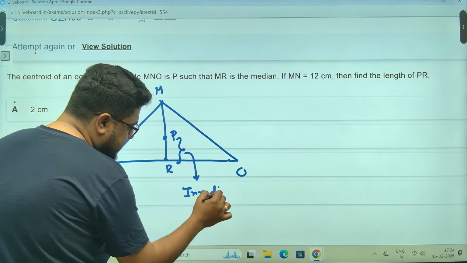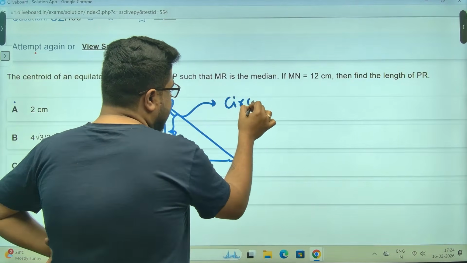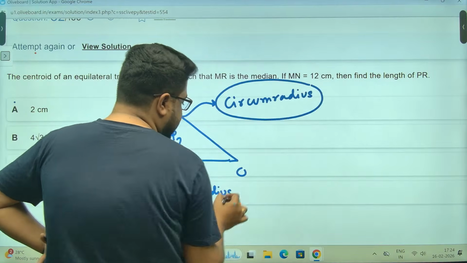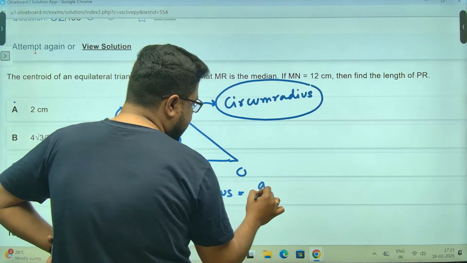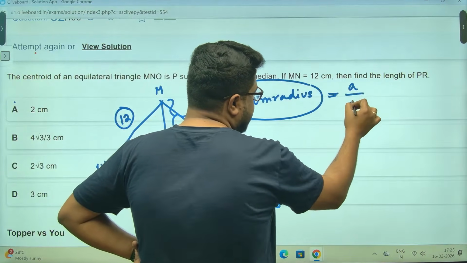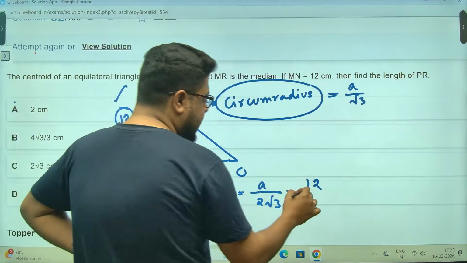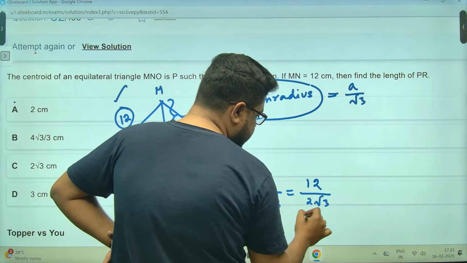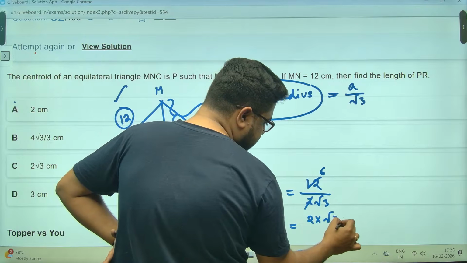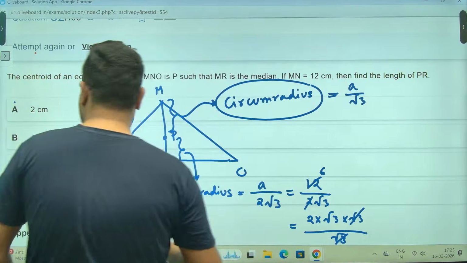I told you guys this multiple times. And this part, MP, this is called the circumradius. Radius of the circumcircle. And this is the radius of the incircle. This is A by 2 root 3. And this is double of this. This is only A by root 3. So you just put the value. A is 12 given. So 12 by 2 root 3. So this is 6 by root 3. So 6 can be written as 2 into root 3 into root 3 by root 3. Sir, cancel this. So 2 root 3 is the answer.